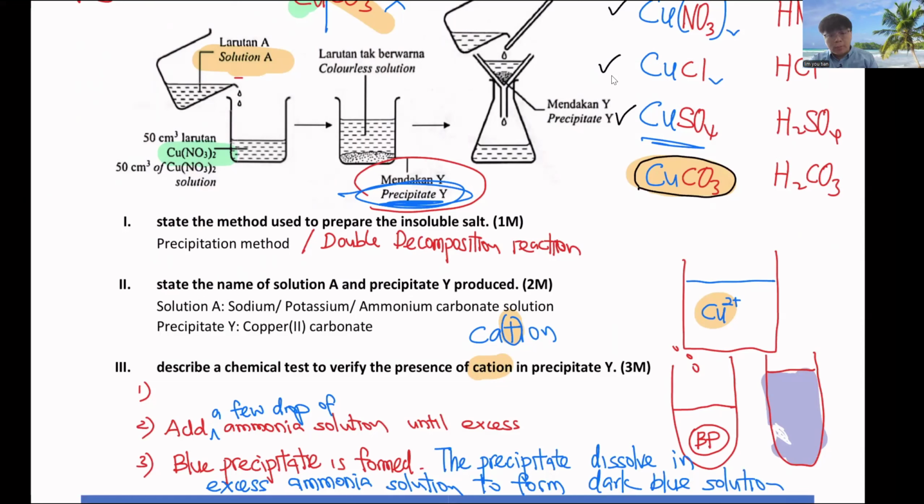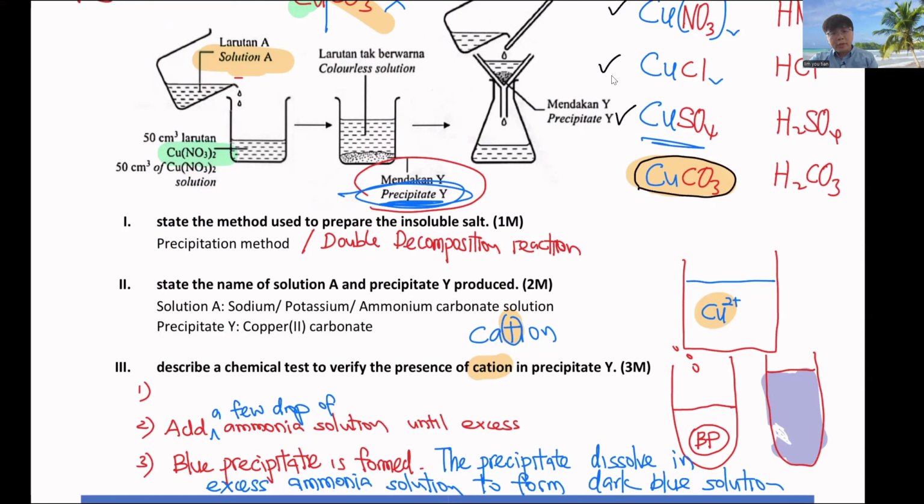So very simple. First, you add a few drops of ammonia solution. Then you get blue precipitate. Then you add excess ammonia, meaning a lot of ammonia. You realize that the precipitate, the solid, will dissolve in the excess ammonia to form dark blue solution. It's one of the tests you need to memorize.